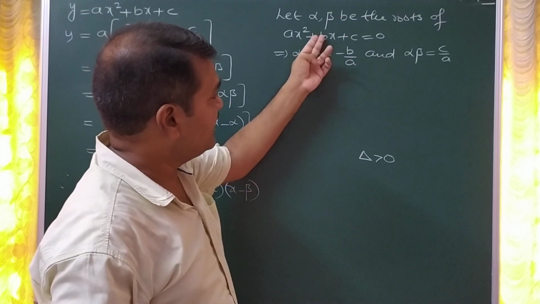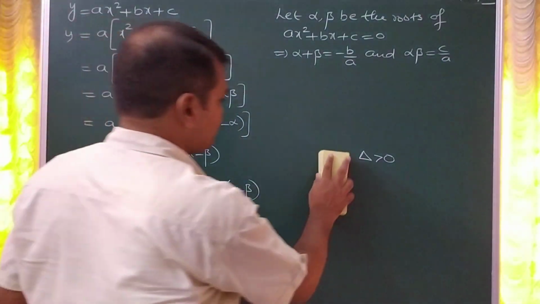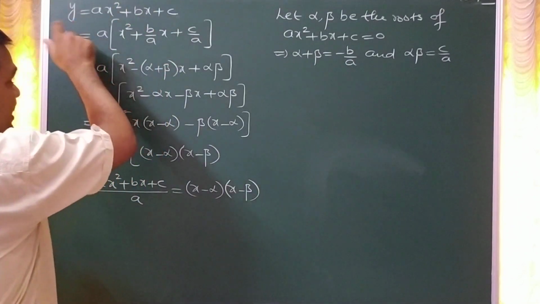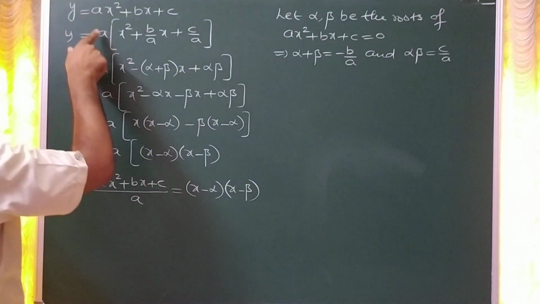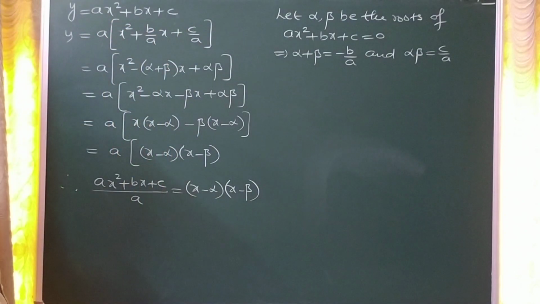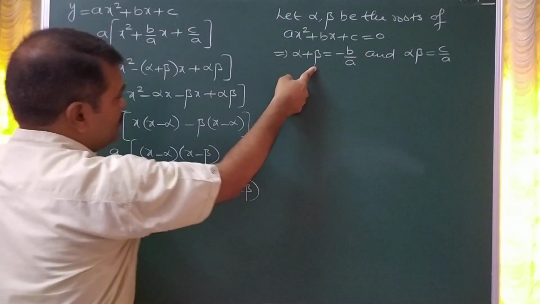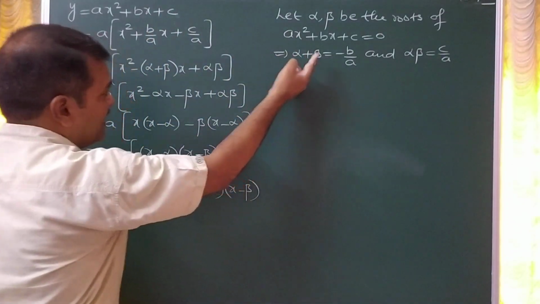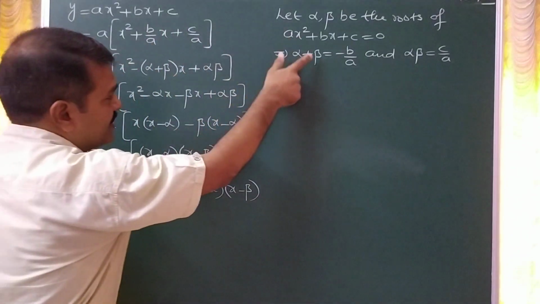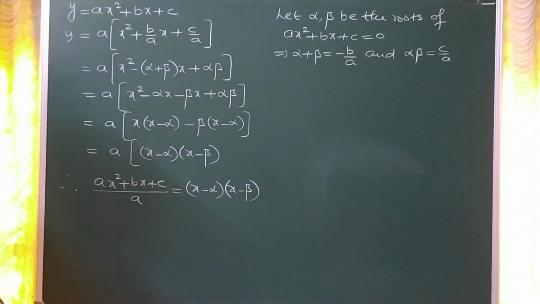The sum of the roots is minus b by a, and the product of the roots is c by a, which we know very well. Now if we take ax square plus bx plus c as y and take a common, we get x square plus b by a x plus c by a. In place of b by a, using the sum of the roots, we get minus of alpha plus beta, and in place of c by a, we get alpha beta.